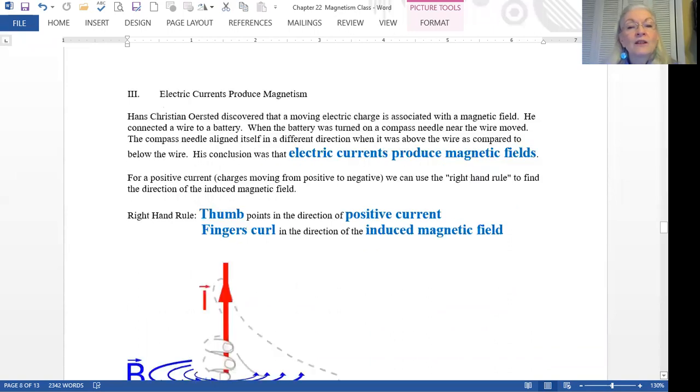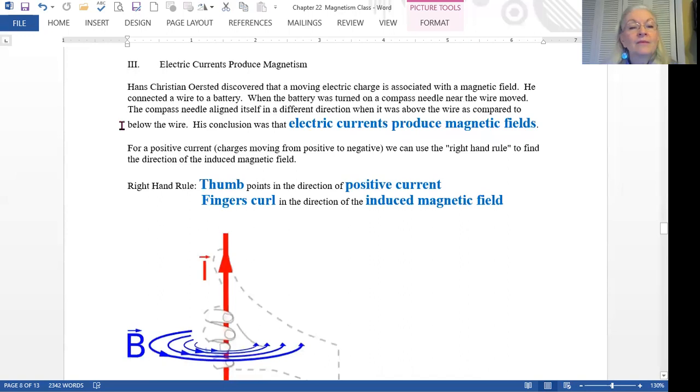Let's talk about electric currents and how they can produce magnetism. So we have Hans Christian Ørsted to thank for some of this. He discovered that a moving electric charge is associated with a magnetic field. He connected a wire to a battery, and when the battery was turned on, a compass needle near it moved, and when it was turned off, it flipped back the way it was before. So if you have a current flowing through a wire, there is actually a magnetic field surrounding the wire. The magnetic field circles the wire.